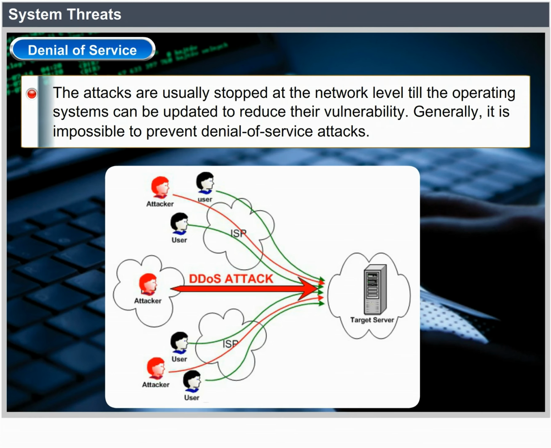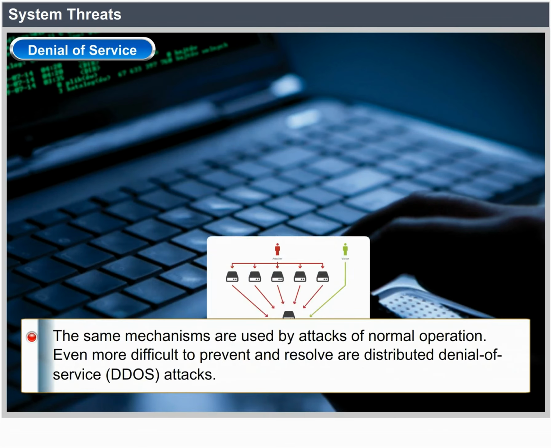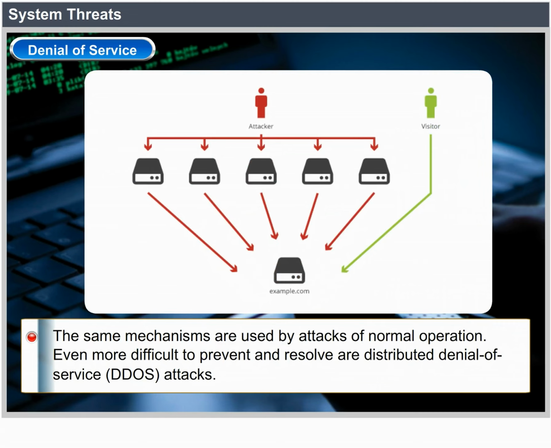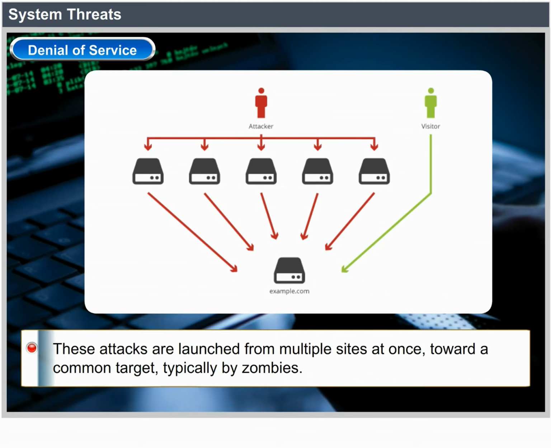Generally, it is impossible to prevent denial-of-service attacks. The attacks use the same mechanisms as normal operation. Even more difficult to prevent and resolve are distributed denial-of-service (DDoS) attacks. These attacks are launched from multiple sites at once toward a common target, typically by zombies. DDoS attacks have become more common and are sometimes associated with blackmail attempts.